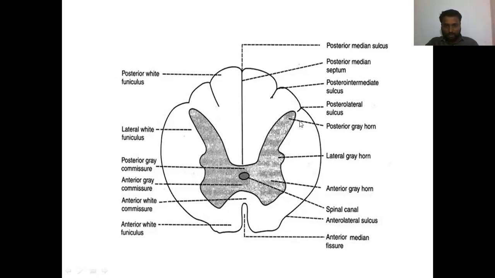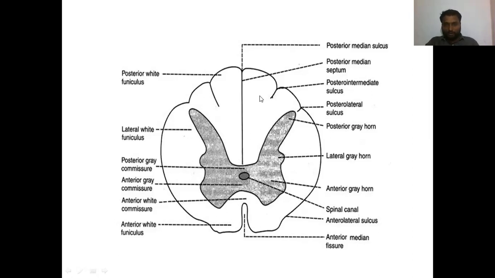Okay, so this white matter is divided into two equal halves. This is one side half, this is the opposite side half. Okay, so two halves by the anterior median fissure and the posterior median septum. See, this dark line represents the septum. Clear? So, anterior median fissure and posterior median septum. Now you can see one half here, the opposite half here.